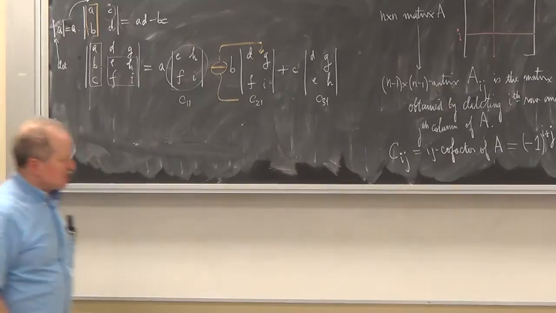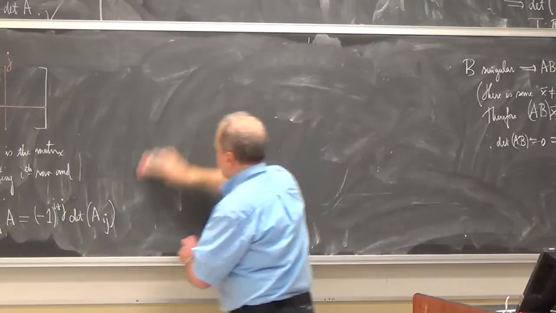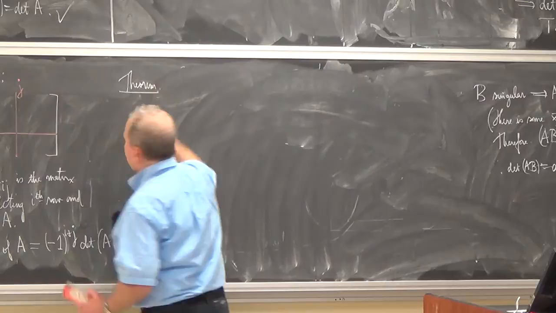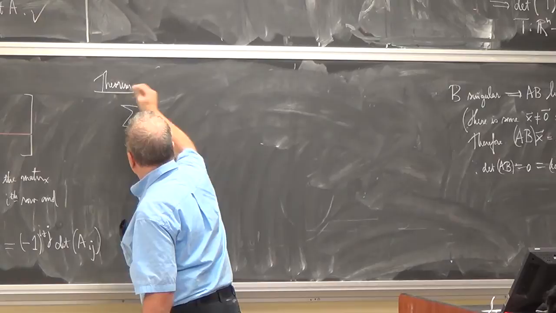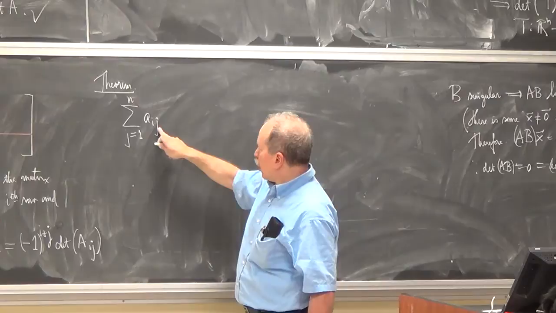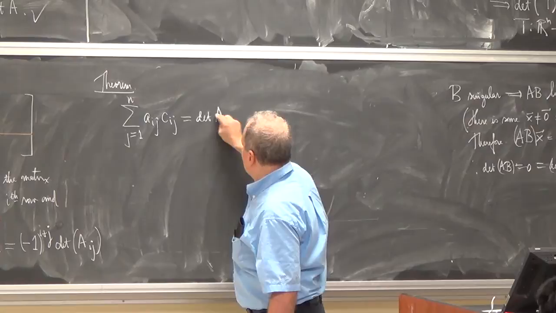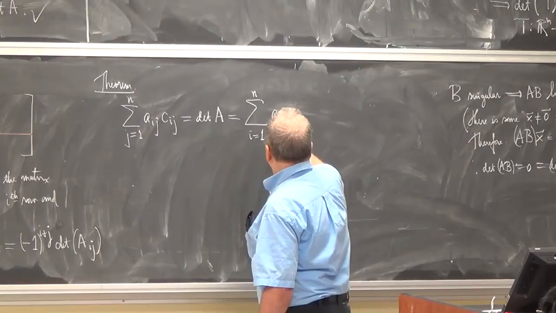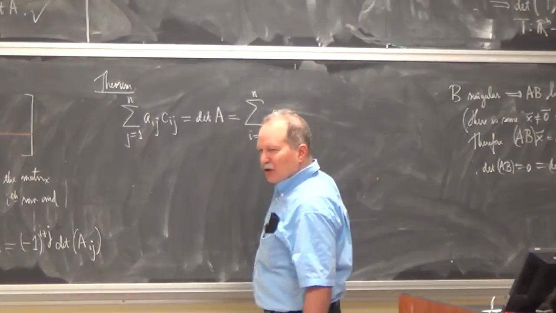And so the theorem is going to be that you can pick any column or any row your little heart desires, and you can take the elements of, let's say, I'm going to fix the ith row here and go across the ith row and take the entries in the ith row. If I multiply the entries times their cofactors and add them up, I'll get the determinant. And the same thing holds if I go along the jth column and do the same thing. So you can pick any row or any column and use the elements across that row or across that column, times their cofactors, add them up to get the determinant.